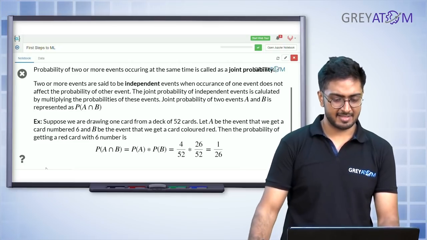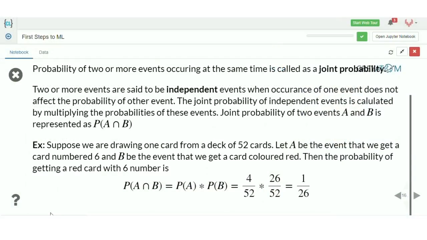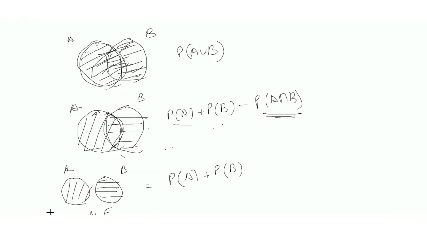So now let's consider this event. Suppose we are drawing one card from a deck of 52 cards, right? So in case of, okay, before we go there, the concept behind independent events, I kind of want to write that down.